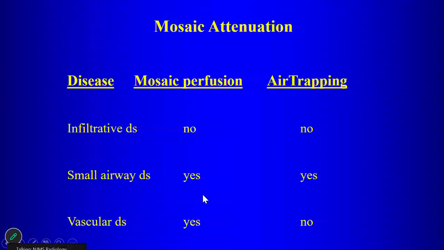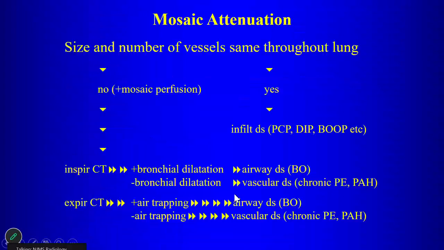Okay. So infiltrative disease should not give you air trapping, should not give you mosaic perfusion. Small airway disease will give you mosaic perfusion and will give you air trapping. Vascular disease will give you mosaic perfusion but should not give you air trapping. We've talked about the difference in the patterns of these two, even though both of them will give you mosaic perfusion.